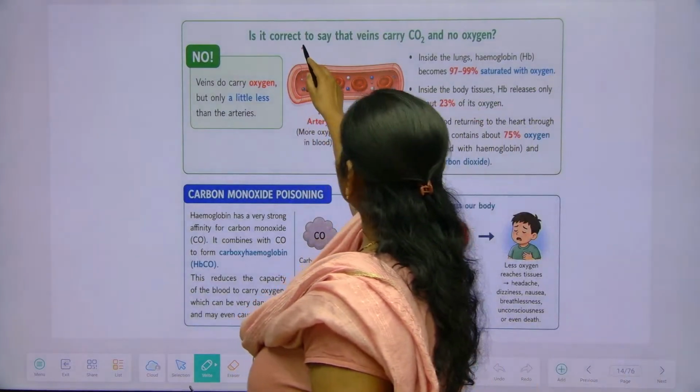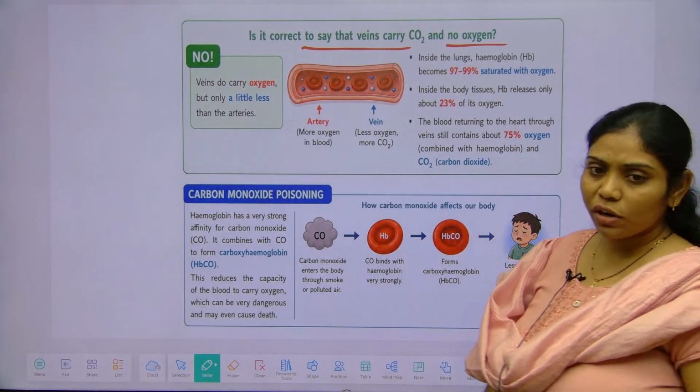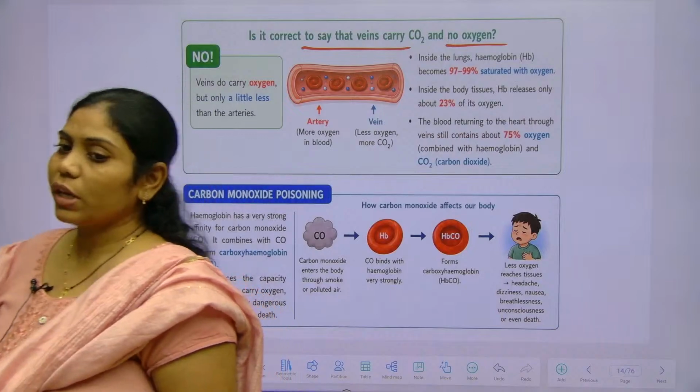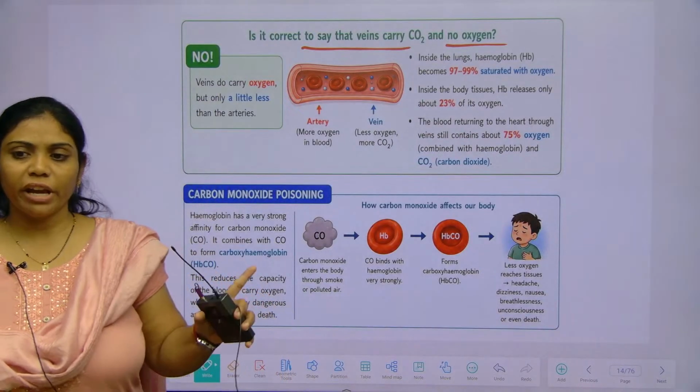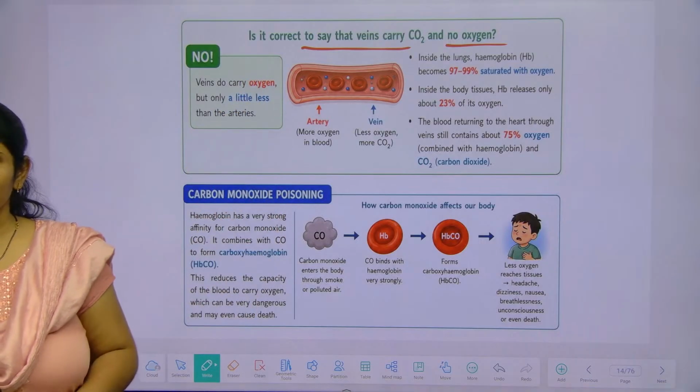Right. So is it correct to say that veins carry carbon dioxide, no oxygen? As we all discussed, arteries carry only oxygen, veins are carrying deoxygenated blood. So these veins never ever carry oxygen?